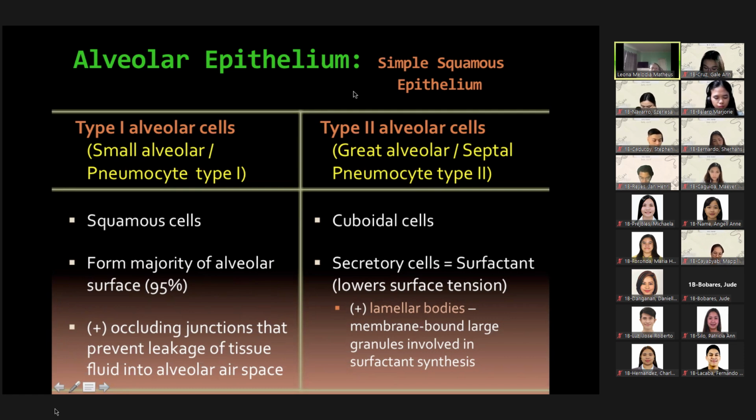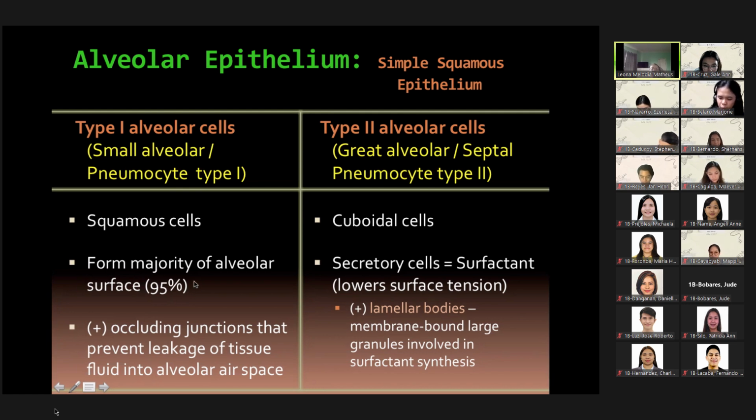As we said, it's the simple squamous epithelium. And we said we have two types of alveolar cells. You have your type 1 and your type 2, where your type 1 are small alveolar or pneumocyte type 1, whereas your type 2 are your great alveolar or septal pneumocyte type 2. So type 1 are actually squamous cells, whereas type 2 are cuboidal cells. The majority of our alveolar cells, 95% to be exact, is actually pneumocyte 1.